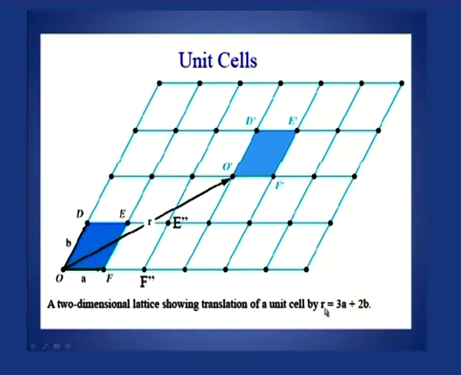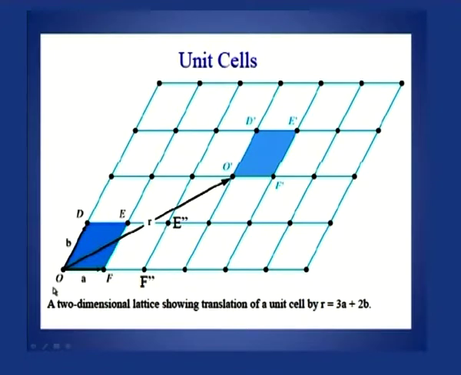The unit cell is translated by a vector R, which will be 3 times A plus 2 times B. I take this cell, I translate it 1A, 2A, 3A, 1B, 2B. Okay. So, from this point R will be equal to 1 times A, 2 times A, 3 times A, 1 times B, 2 times B. Okay. So, when I go from this point through a distance 3A plus 2B, I end up at this point. So, this unit cell has been moved from here to here.